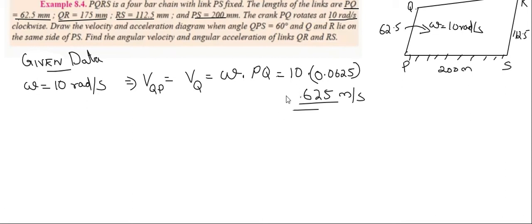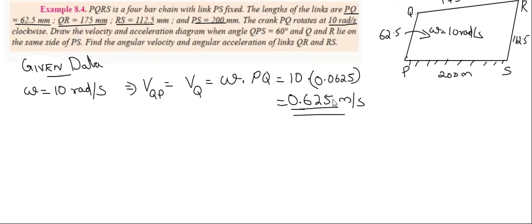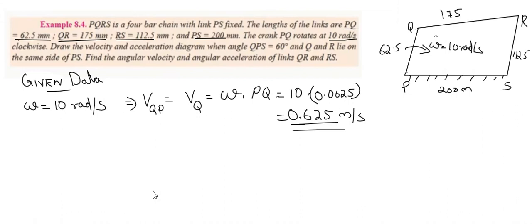So acceleration diagram is only possible by drawing the velocity diagram first and getting the velocities of each link. Then only you can proceed with the acceleration diagram. So you got VQ. So now we can move on to drawing the actual mechanism itself. Then we can draw the velocity diagram. We will see how to draw it.